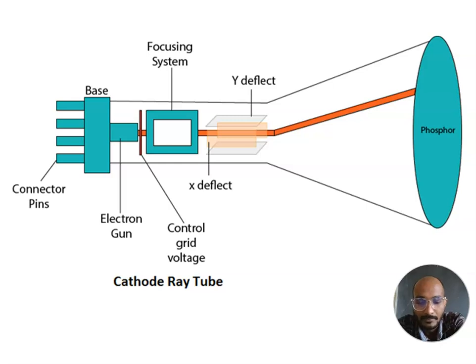So now, how is this technology used, what is the basic diagram or architecture used in this technology? This is the main architecture. Here we have some parts: connector pins, base, electron gun, focusing system, control grid voltage, XY deflection plates, and at the last the phosphorus coated screen. Now we are going to see how the parts are working.